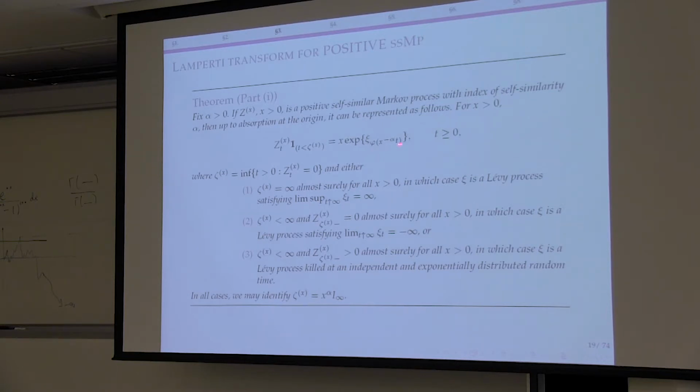And the time change is what I call endogenous, because it's the inverse of the integrated exponential, and the integrated exponential is a clock which depends on where the xi itself goes. So the time change depends on where this xi is going. And this representation actually characterizes all self-similar Markov processes into one of three categories.